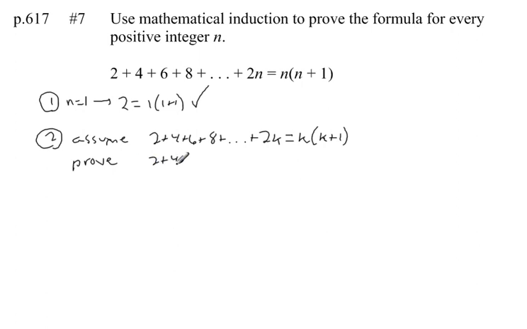2 plus 4 plus 6 plus 8 plus dot dot dot plus 2k. And then we want to put one more term in here, plus. Well, we want to prove that it works when I plug k plus 1 in place of k, or thinking up here, in place of n. So I'm going to put k plus 1 into this spot right here. So plus 2 times k plus 1 is equal to. Now likewise, I want to plug k plus 1 into these two spots. So I'm going to say k plus 1 times k plus 1 plus 1, or k plus 2.